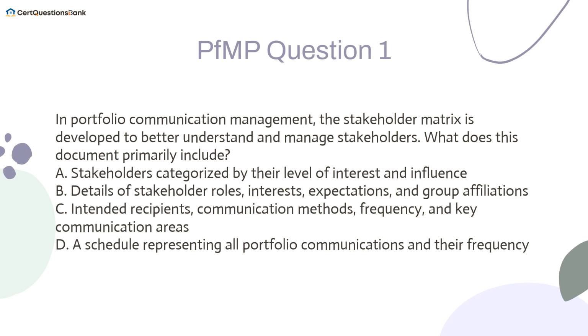In portfolio communication management, the stakeholder matrix is developed to better understand and manage stakeholders. What does this document primarily include? A. Stakeholders categorized by their level of interest and influence. B. Details of stakeholder roles, interests, expectations, and group affiliations. C. Intended recipients, communication methods, frequency, and key communication areas. D. A schedule representing all portfolio communications and their frequency.